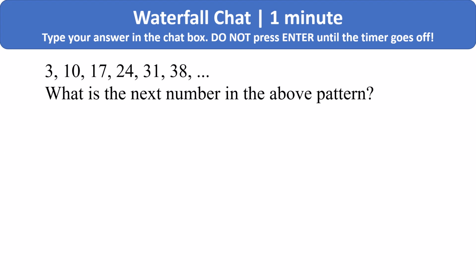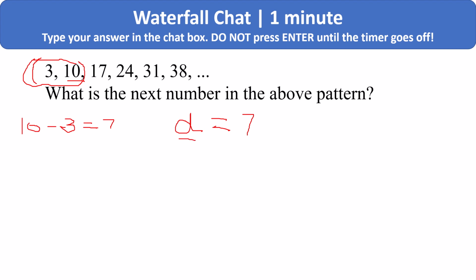So what we want to first do is take any two consecutive numbers. I'll just take the first two. I'll take 3 and 10. And I'll take that second number and subtract the previous number from it. So 10 minus 3 is 7. So the difference is 7. We're going to identify that as D. So D is equal to 7.